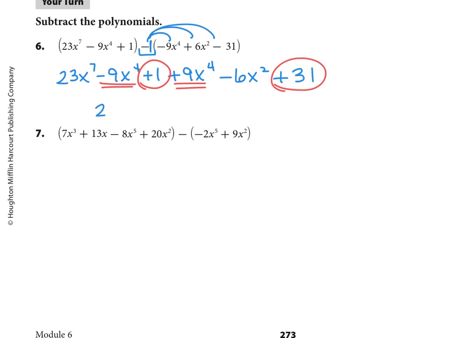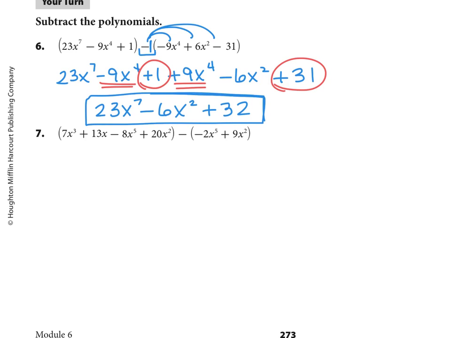So my final answer here, 23x to the 7th. My x to the 4ths actually cancel. Minus 6x squared plus 32. I can't combine anything else that's left because nothing else has the same exponent. So there is my final answer. That's a polynomial with 3 terms, and it has a degree of 7.